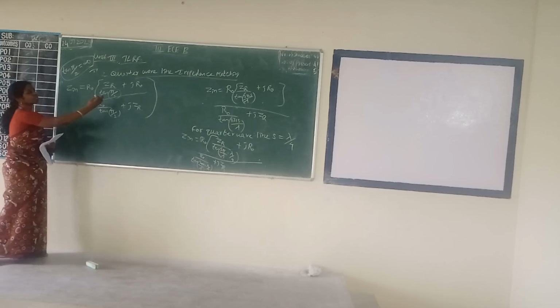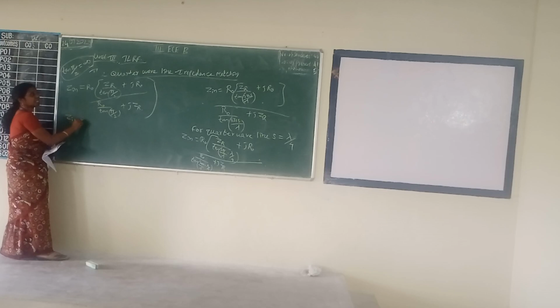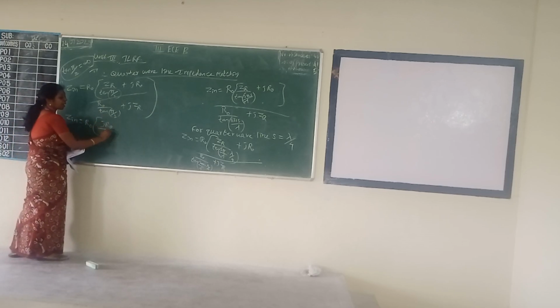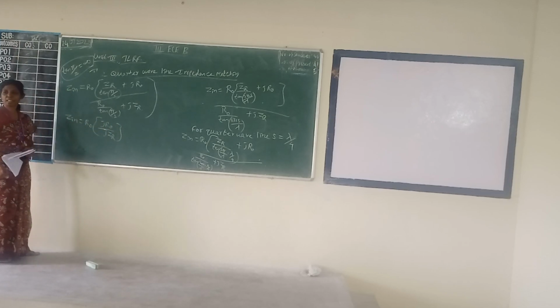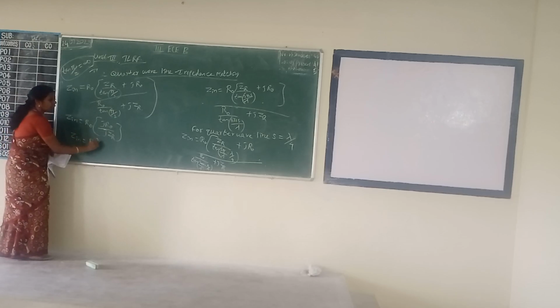So these terms will go off, right? So it will be getting as Zin is equal to R naught times j R naught by j ZR. The j terms will get cancelled. So your Zin is equal to R naught square by ZR.